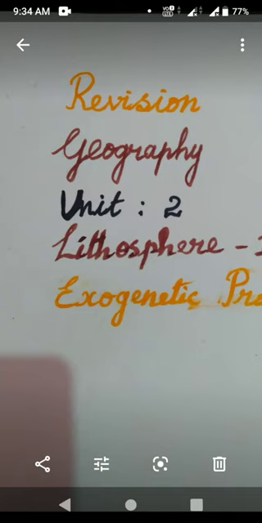Okay. Next one. What is a wave cut platform? That is page number 176. Flat surfaces found at the foot of a sea cliff are called wave cut platforms. A wave cut platform is also referred to as a wave cut bench or terrace.